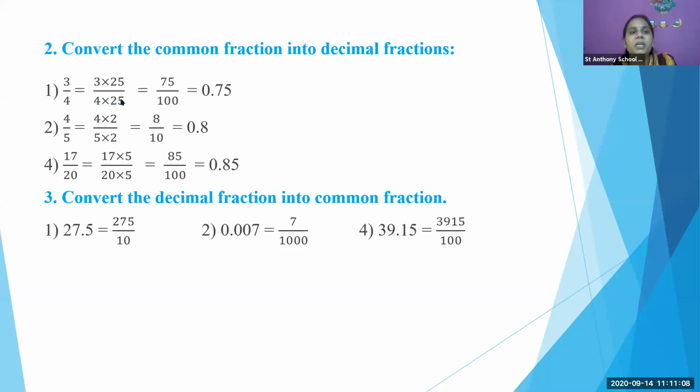So 4 into 25 is 100 and 3 into 25 is 75. Now we can easily convert this 75 upon 100 to its decimal, right? That means two zeros are there, so before 75 the decimal point is there. So 0.75 is the answer.